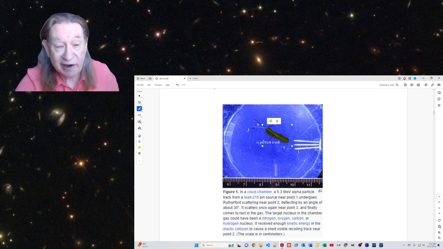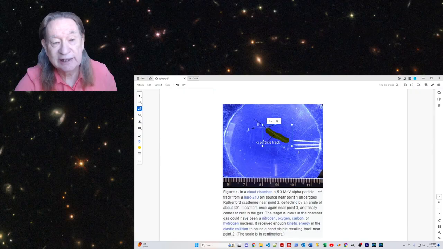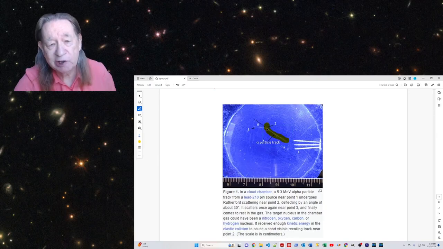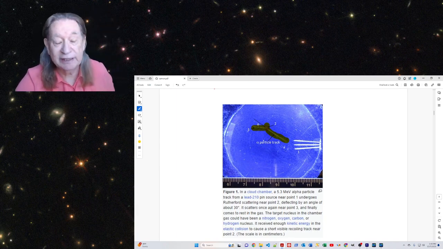Now, these nuclei are heavy. They're much heavier than the alpha particles, but they do recoil a little bit. So you can see this little blip right here where the nucleus recoiled. The alpha particle kind of kicked it. And here's the main point of interest, the path of the outgoing alpha particle. The quantity of interest is this angle right here, indicated by the Greek letter theta. That's what we're going to calculate.